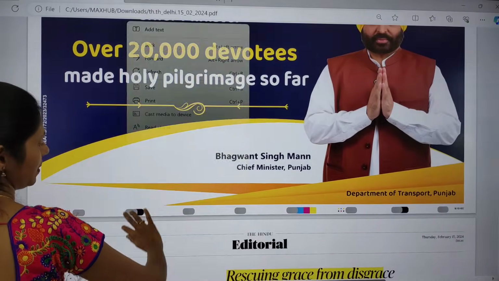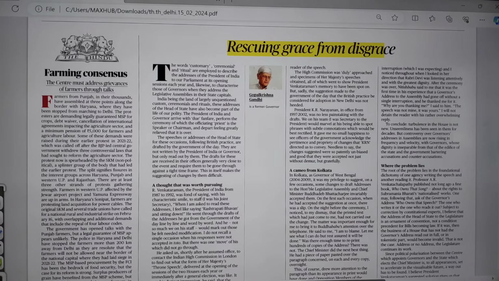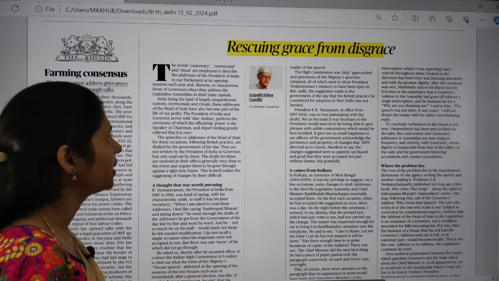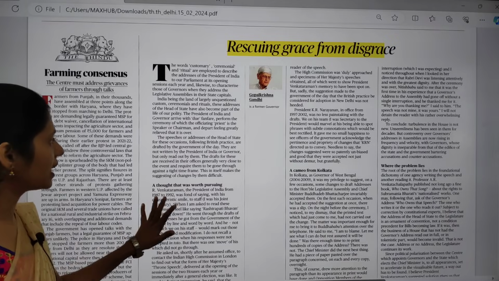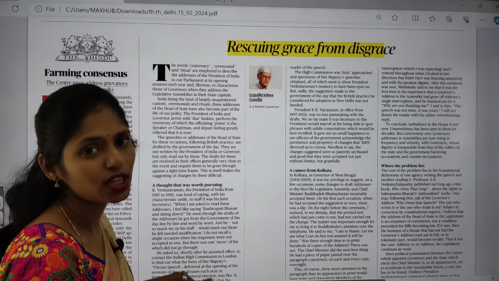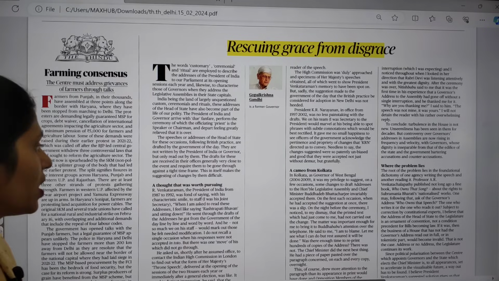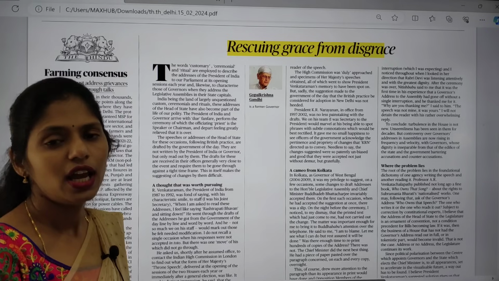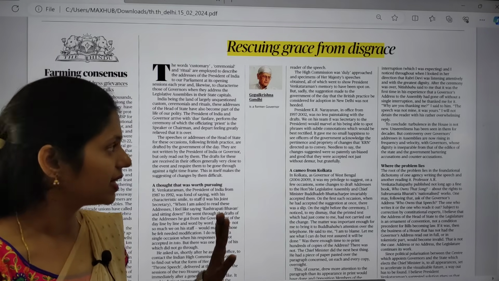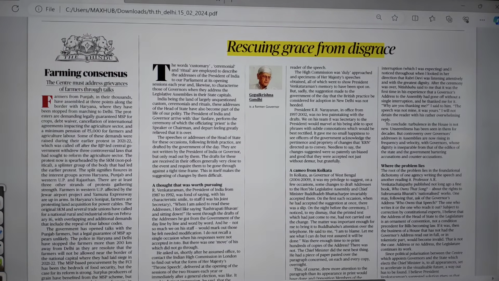Yes, this is the editorial page, right? So there are two articles which are very important. The first one is "Rescuing grace from disgrace". This article is talking about the President's and Governor's address to the first session of the House. As you all know, in Tamil Nadu the issue which is going on is that the Governor refused to address the first session, right? So from this point of view it is important.